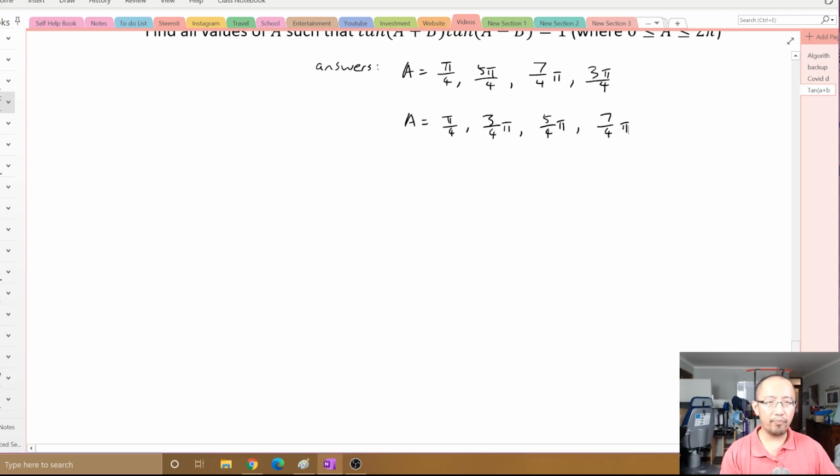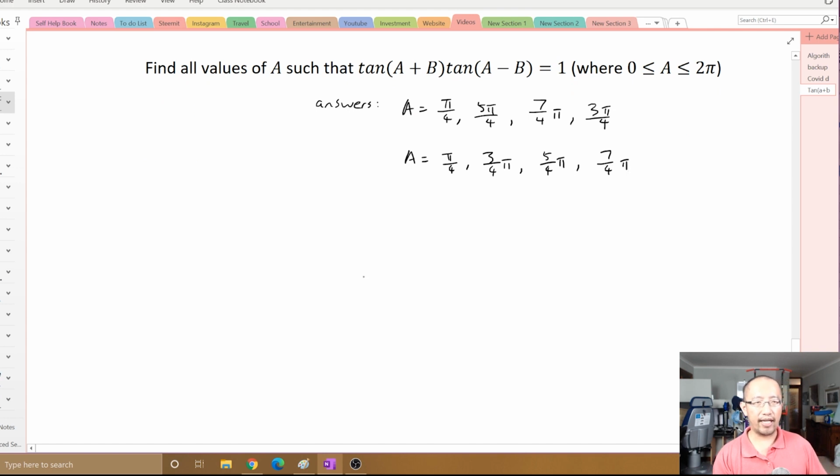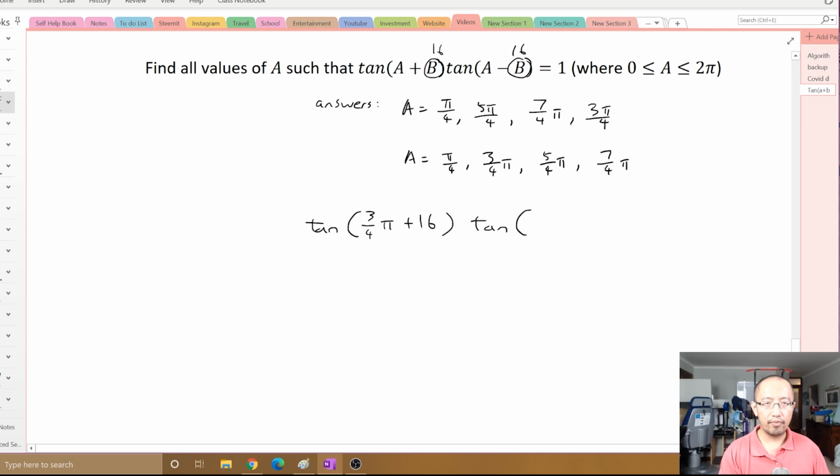So I'm now just going to pick one of them to make sure that it's correct. Okay, so B, choose a number for B. Think of any number you want. Let's just say 16. Doesn't matter what you pick. I'm going to pick one of these. Let's say this is A: tan of (3 over 4 pi) plus 16, times tan of (3 over 4 pi) minus 16. I'm going to see what the answer is.